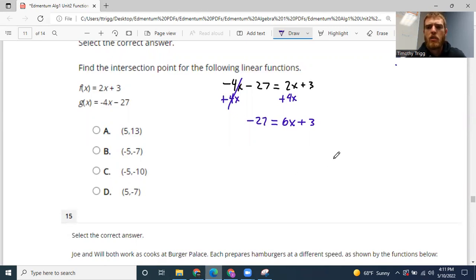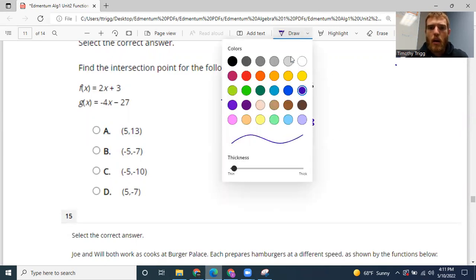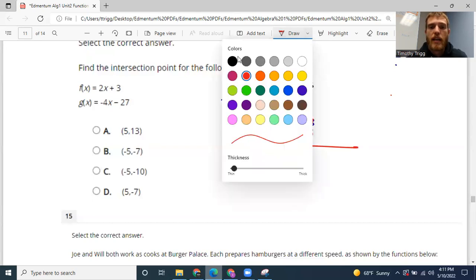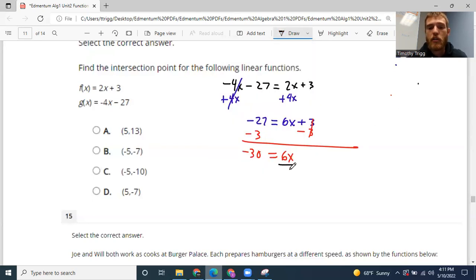Actually, let me just finish this problem with you guys. All right, so after that, I think what we would do is go ahead and we want to solve for x. So we're going to subtract 3 from both sides. So that'll be negative 30 here equals, and then we have 6x here. To get x by itself, we're going to go ahead and divide by 6 both sides, giving us the x value of negative 5.